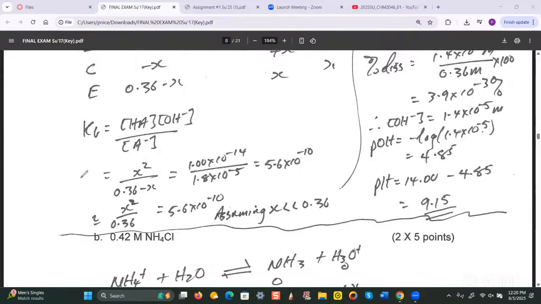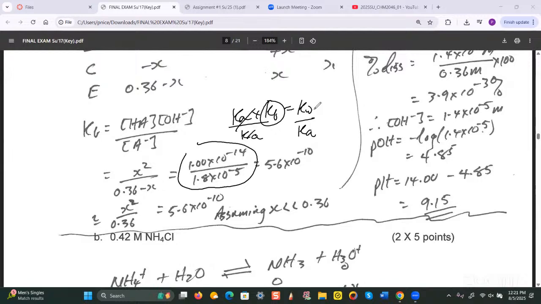Now, here's the thing. If you consult the table that you'll have access to during your exam, you'll not see a Kb value for the acetate ion, but you will see a Ka value for acetic acid. So we have to use this relationship right here to determine Kb, right? Remember, Ka times Kb is equal to what? Kw, right? So we can find Kb by dividing Kw by Ka. So you're going to end up with Kb equal to Kw divided by Ka. And that's exactly what I did right here.